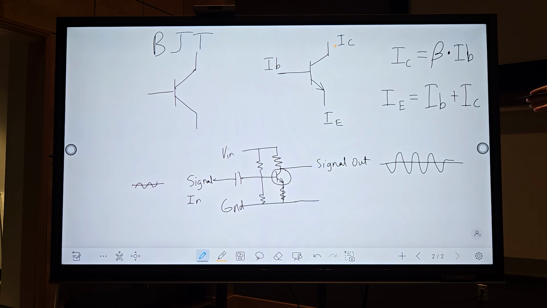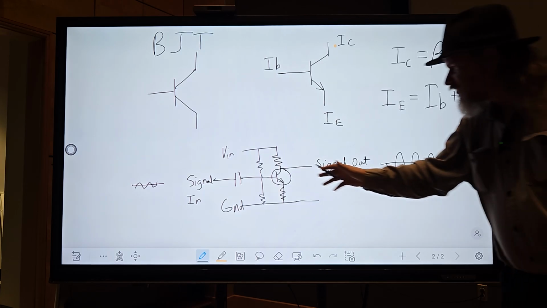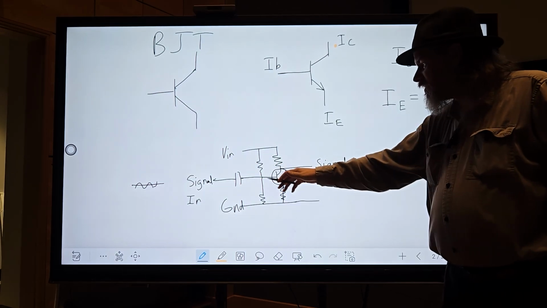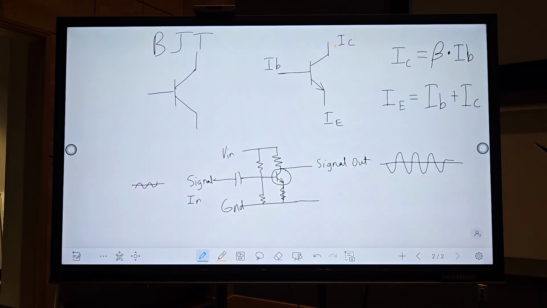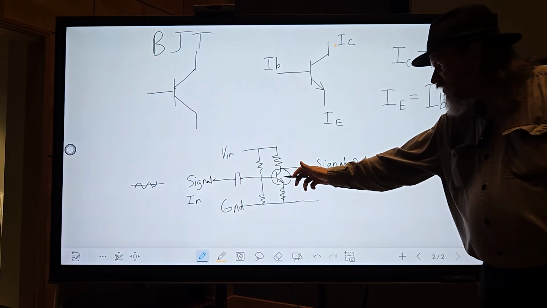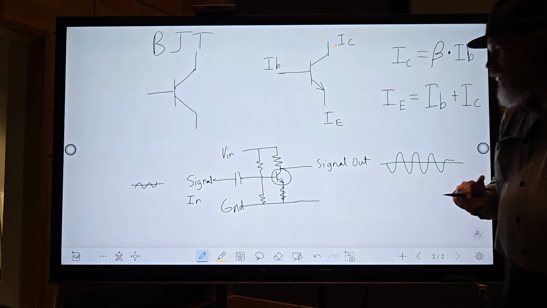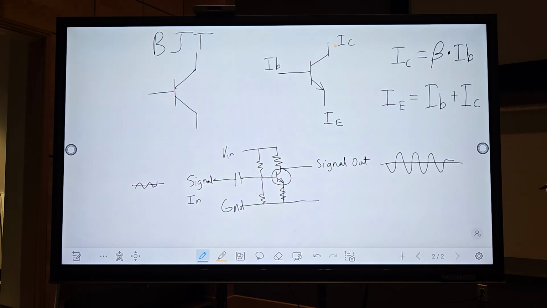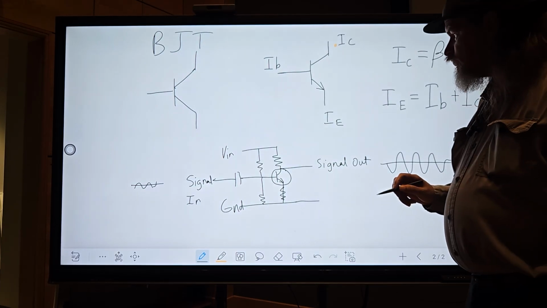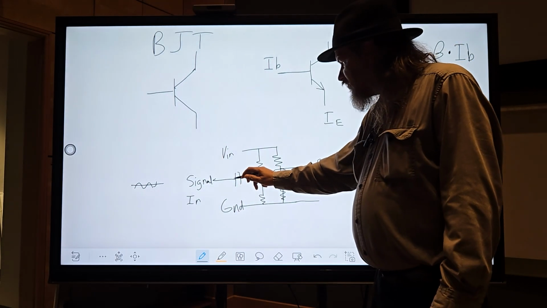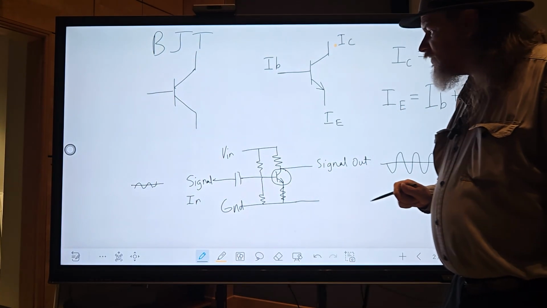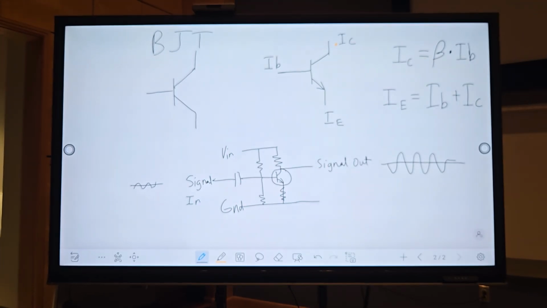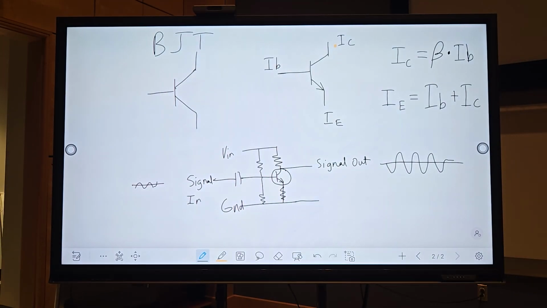The values of these four resistors determine the characteristics of the amplifier along with the characteristics of the transistor. And this capacitor here is a filter that filters out any DC component going into the transistor.